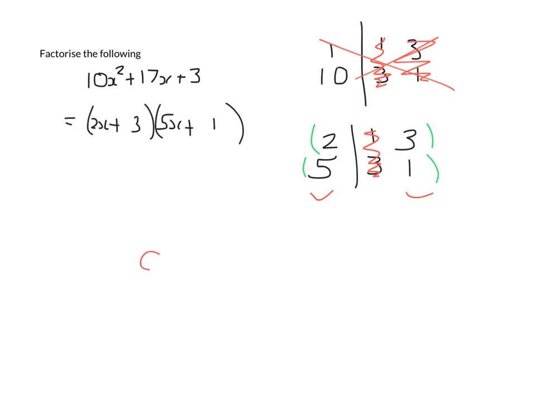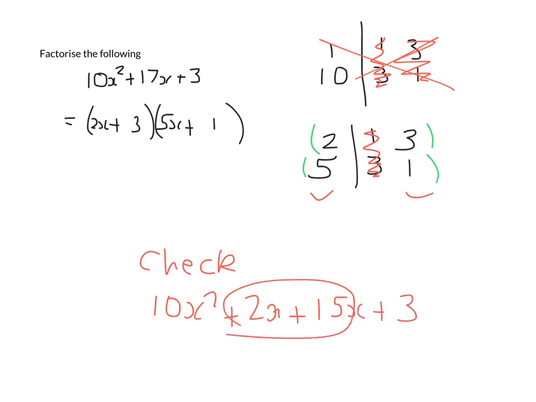You can always check if you're right by multiplying out your brackets. 2x times 5x, 10x squared. 2x times 1 is 2x. 3 times 5x is 15x. 3 times 1 is 3. And if we collect these like terms here, we're going to get 17x. That's it.